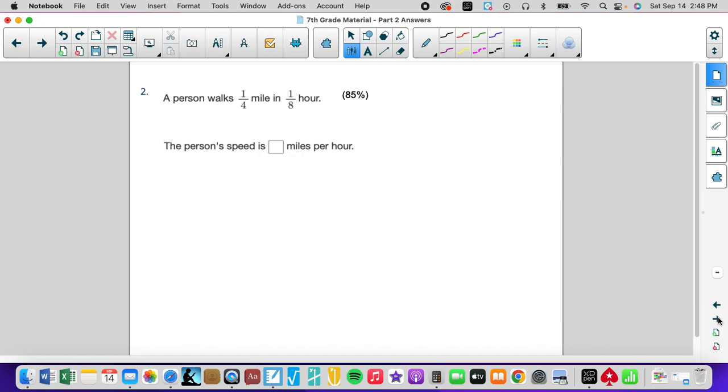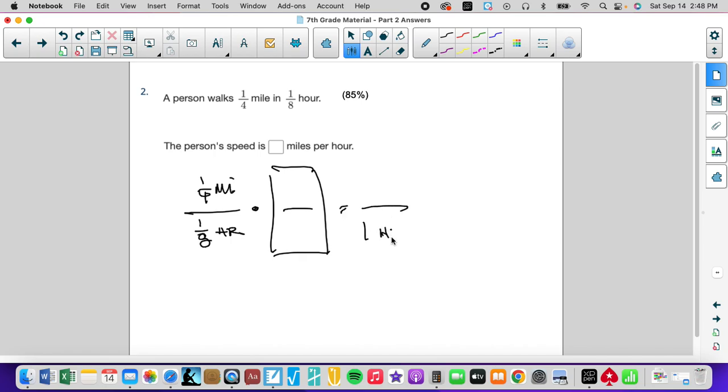A person walks 1/4 of a mile in 1/8 of an hour. The person, by the way, 85%, much better. The person's speed is blank miles per hour. So I have 1/4 miles over 1/8 hours, and I don't have a unit rate. If I want to get a unit rate, I need that denominator to be 1. I need it to equal 1 hour, and miles per hour.